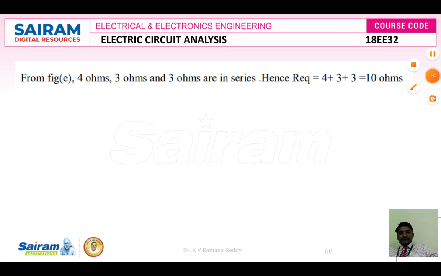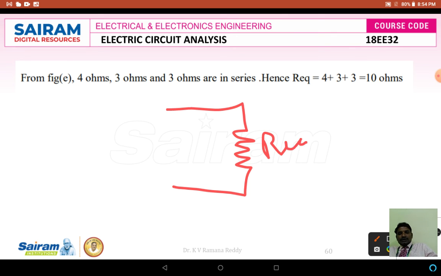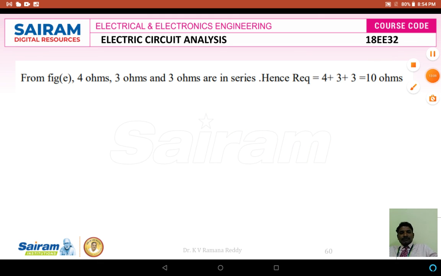whose resistance is only one resistance value, equal to R equivalent, that is 4 plus 3 plus 3, which is equal to 10 ohms. This is the ultimate answer for the given problem. Thank you all.